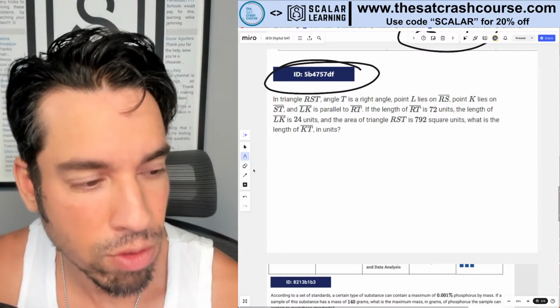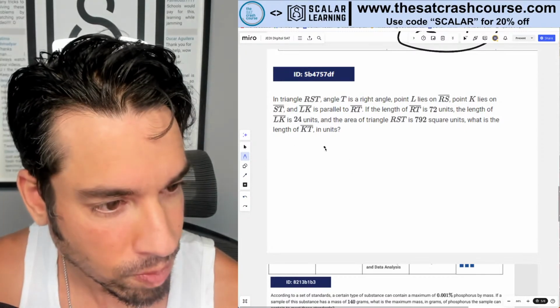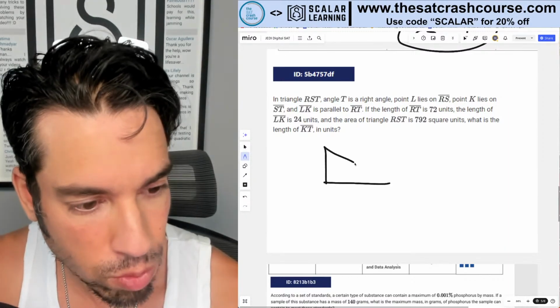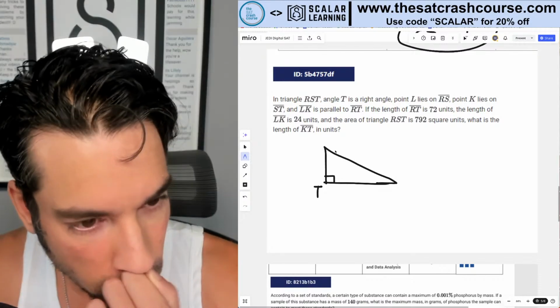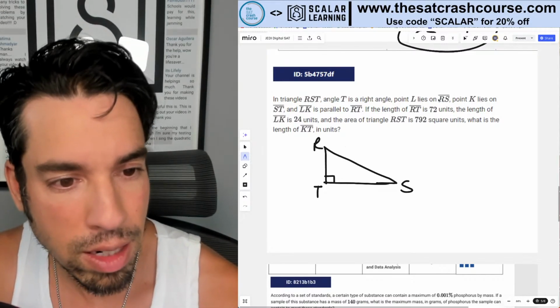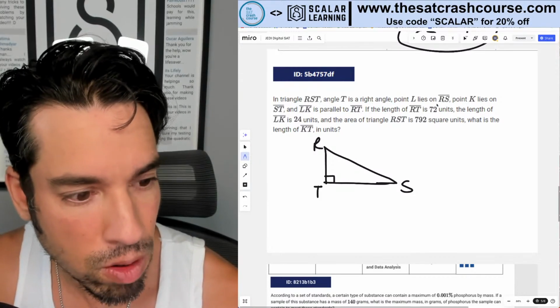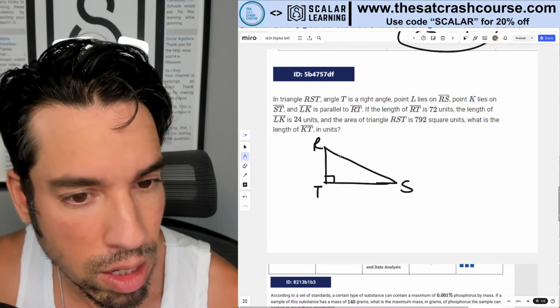This is obviously from the College Board, we can see. So we've got triangle RST. It says angle T is a right angle. Watch how I'm starting this out, immediately creating a right triangle. Where R and S go is kind of arbitrary, but I'll just go like this. And then it says point L lies on RS.